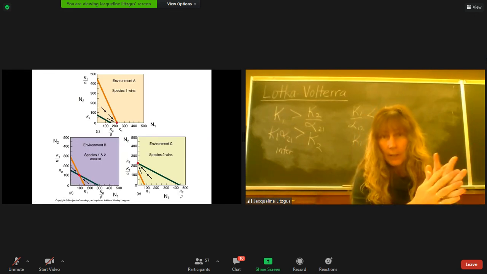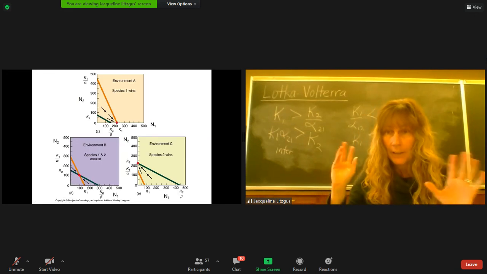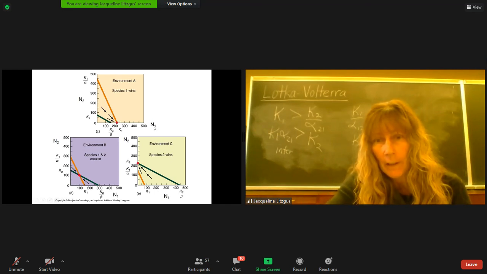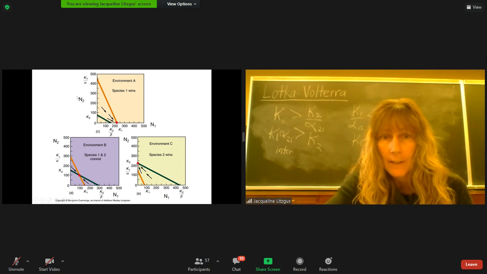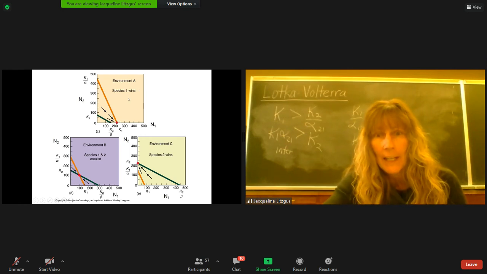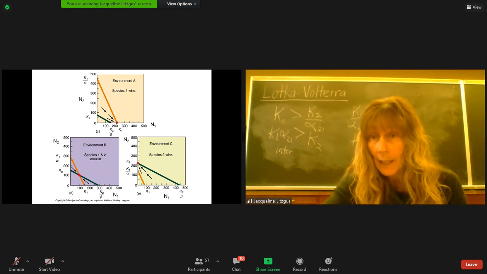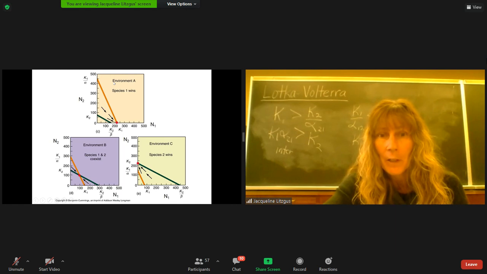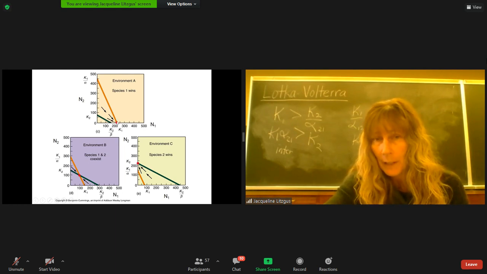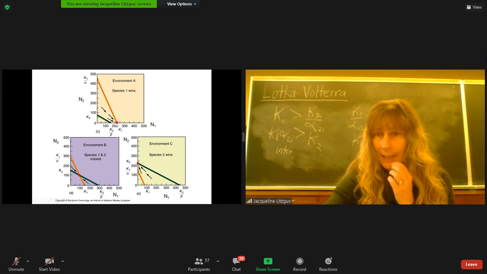So here's the same kind of graphics that I was just showing you. One thing to keep in mind with these ones, that the axes are reversed from what I did. So N1 is now on the x-axis and N2 is now on the y-axis, okay? But in environment A, where the smaller seeds were, and those are the seeds that species one likes, the species one isocline is above the species two isocline. And sure enough, species one is the one that wins in environment A, because those are the seeds that it likes to eat.